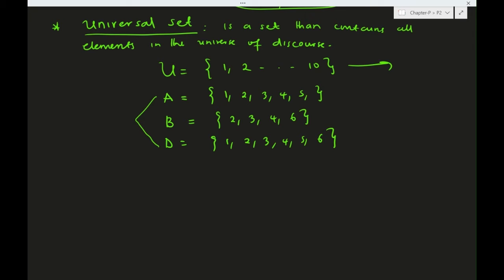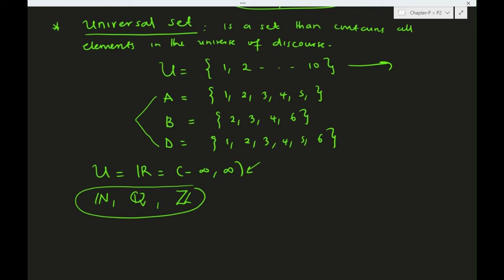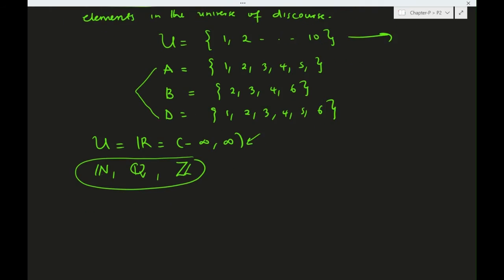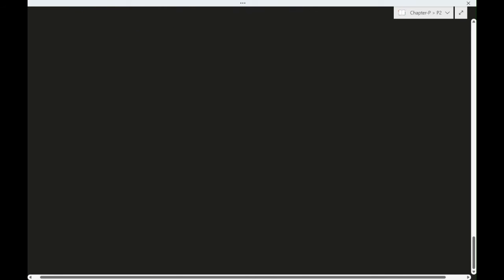Another example of a universal set is R, which is the whole real numbers. So we can say U is equal to R. And what is R? Minus infinity to infinity. Because if you look at every other set that we've talked about, like the natural numbers, the integers, the rational numbers, they are all part of the real numbers. So the real numbers are like the mother set, because they derive their elements from there. Okay, so that is a quick one about the universal set.